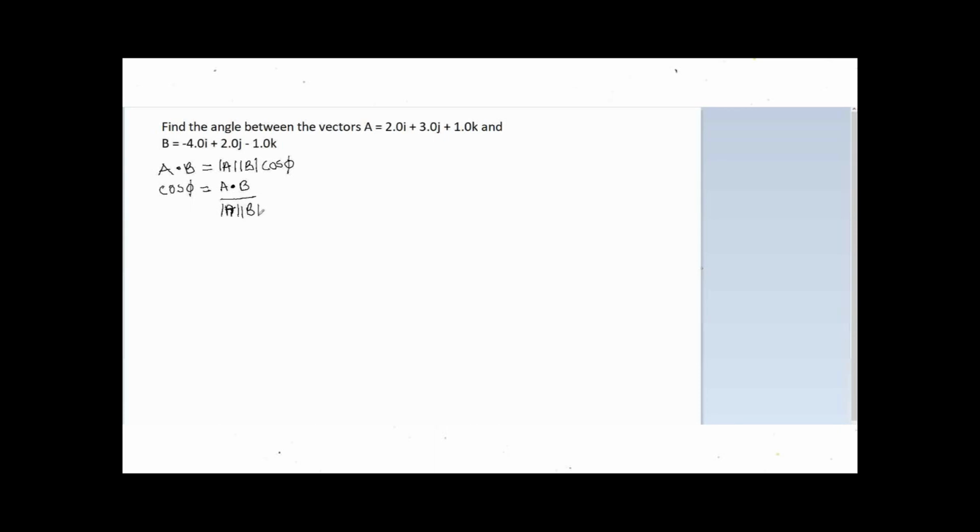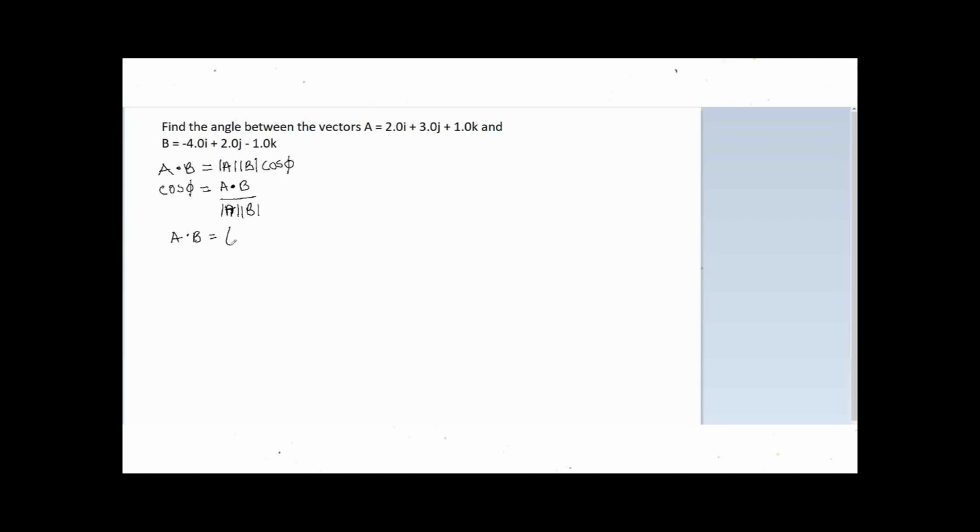So all we have to do is to find A dot B, and after that we find the magnitude of A and the magnitude of B, then we compute this expression, and after getting this result we take cos inverse of whatever result we get to find our angle. Okay, so let's do A dot B.